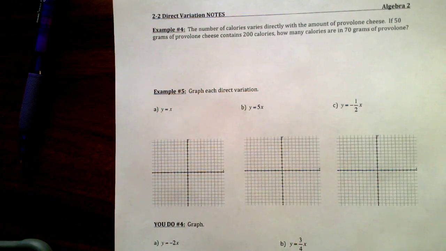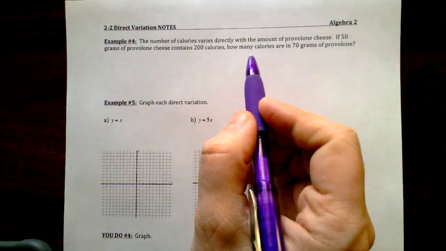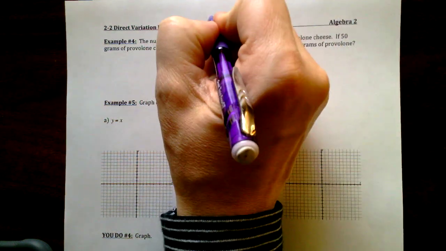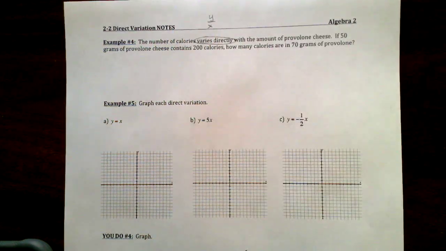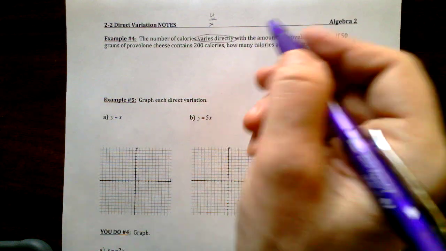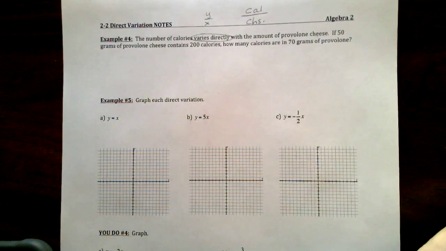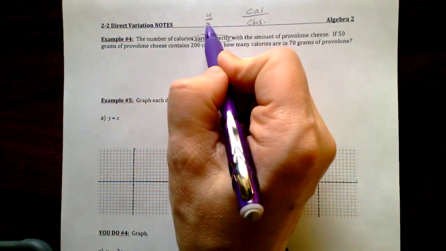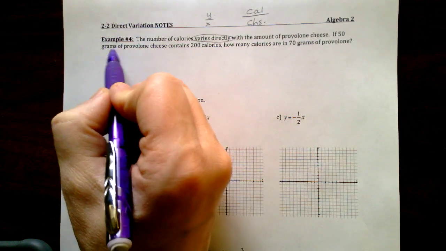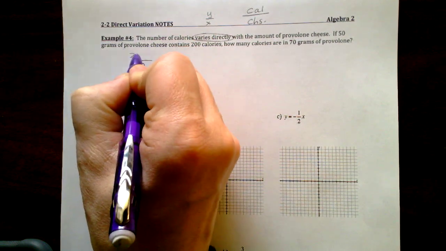All right, so now let's look at the last topic here. The number of calories varies directly. So as soon as you see varies directly, you know you're going to be talking about this y over x thing with the amount of provolone cheese. So what I would do now is set this up and say, okay, calories over cheese. I would establish that y is calories, cheese is going to be x. If 50 grams of provolone cheese, so cheese goes in the bottom, 50, contains 200 calories.